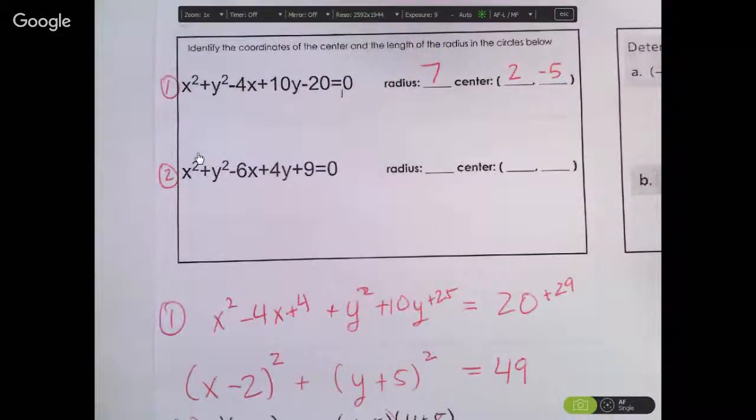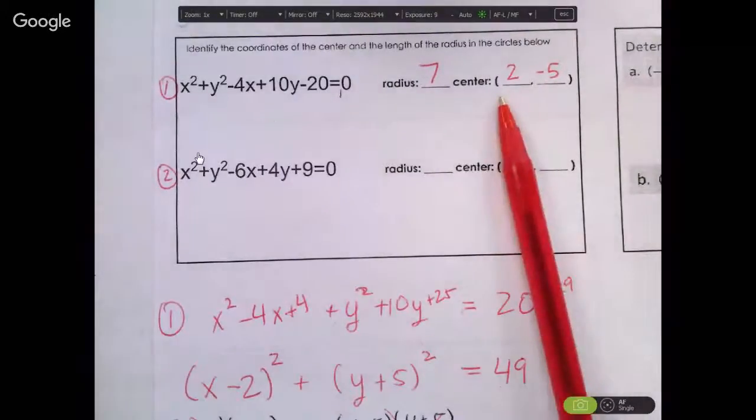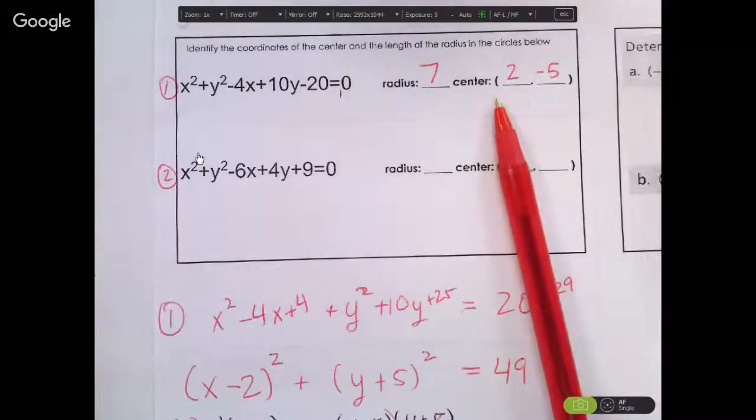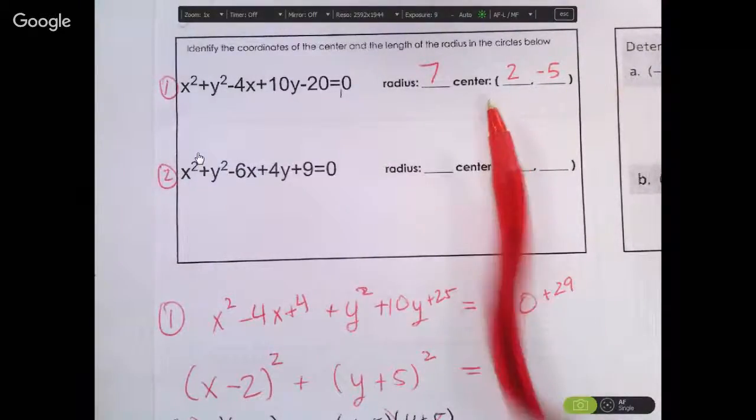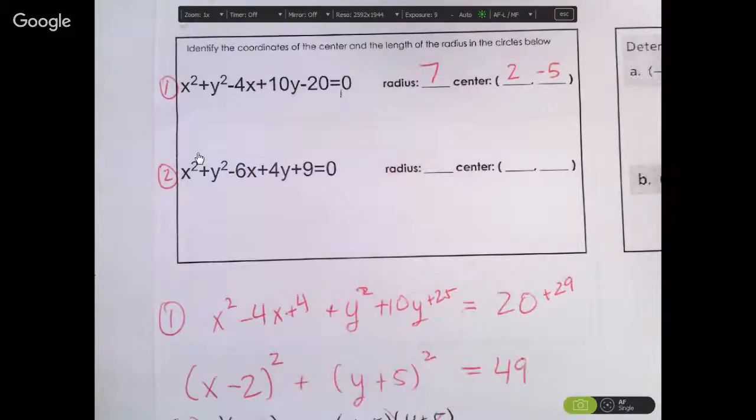Is that the way it works in the first problem? Is that how we find those numbers? In the first problem, the X to the center and the Y to the center? Yes, that's the center point. Basically, this is the same thing we just did. We're just doing it backwards. Before, they gave us this and we found the equation. So let's try this second one.